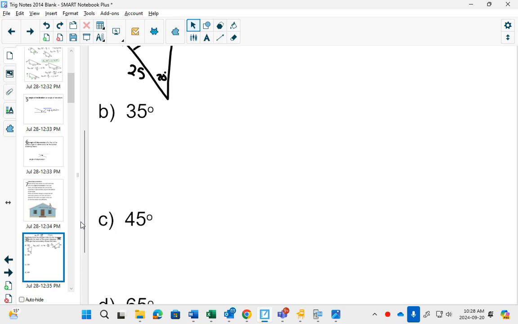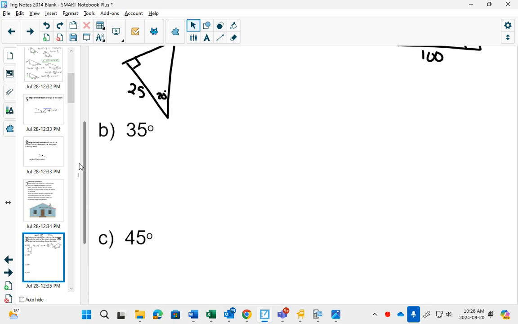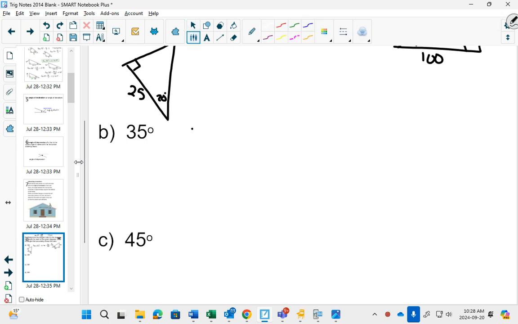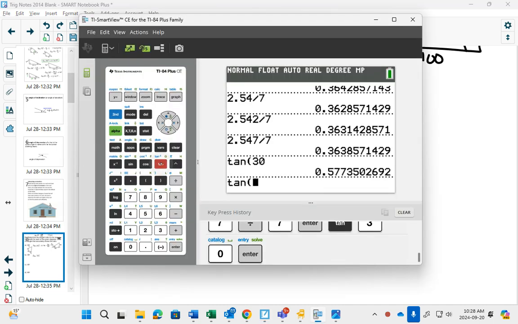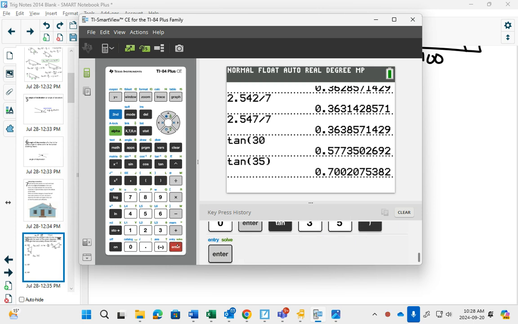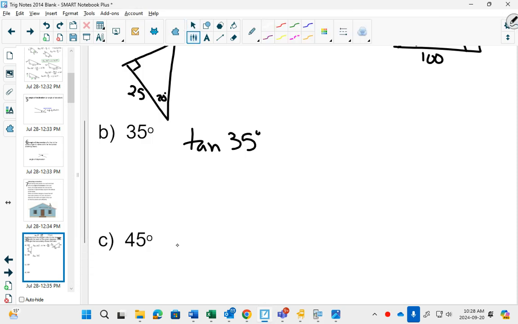35 degrees we'll do together, and then I'll leave 45 and 65 for you. So tan of 35 degrees. We go to our calculator and we find out what the ratio was. 0.70. Which would be 70 out of 100 or 7 out of 10.